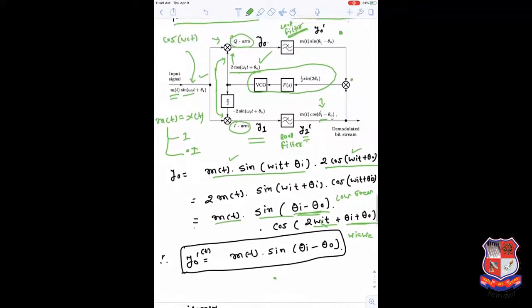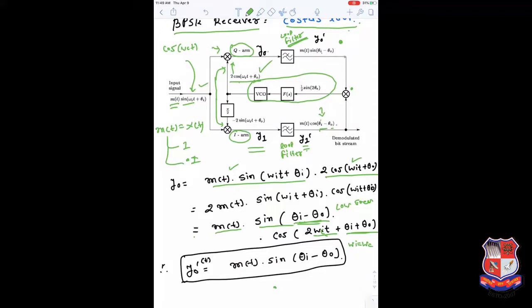Finally, the two signals are available at the outputs of the low pass filters: m of t sine(theta I minus theta 0) for the upper branch and m of t cos(theta I minus theta 0) for the lower branch. Both will be multiplied, producing 1/2 sine 2 theta E, and that would be recurring, where theta E is equal to theta I minus theta 0. Theta E is the difference.